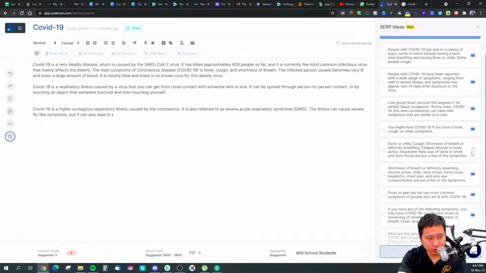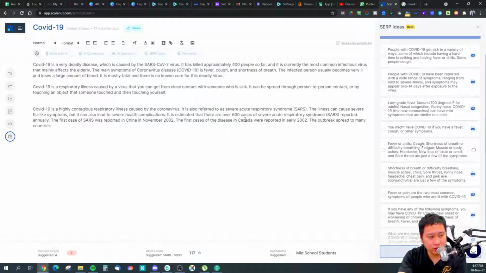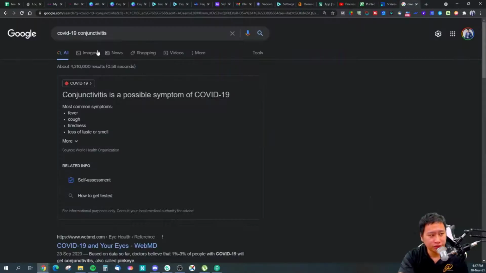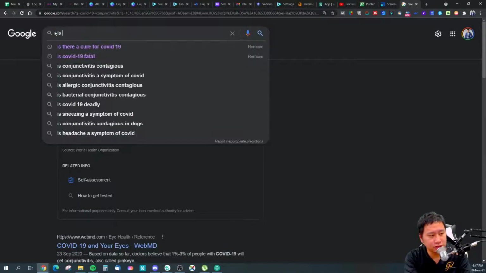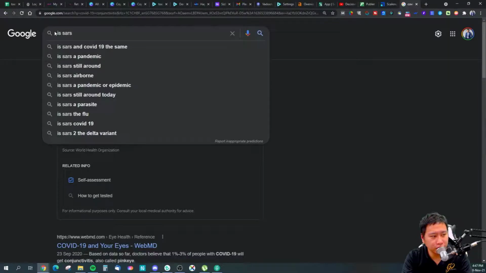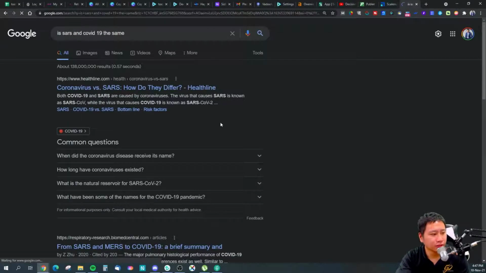Highly contagious respiratory illness, severe, okay. It's talking about SARS right now, which is not what I asked. Are SARS and COVID-19 the same? Okay, both are caused by coronaviruses. The virus that caused SARS is known as SARS-CoV, while the virus that caused COVID-19 is known as SARS-CoV-2.